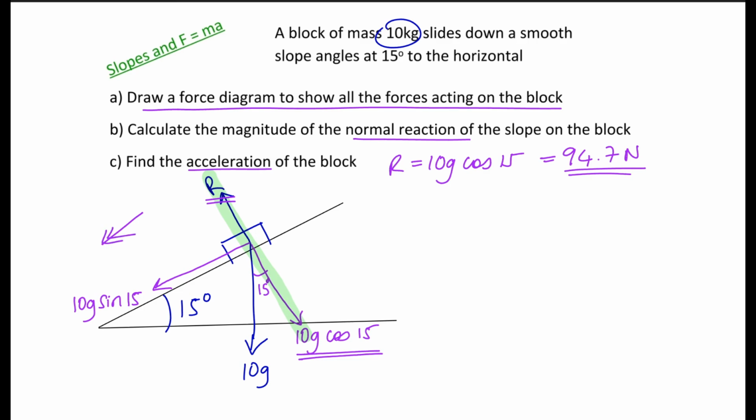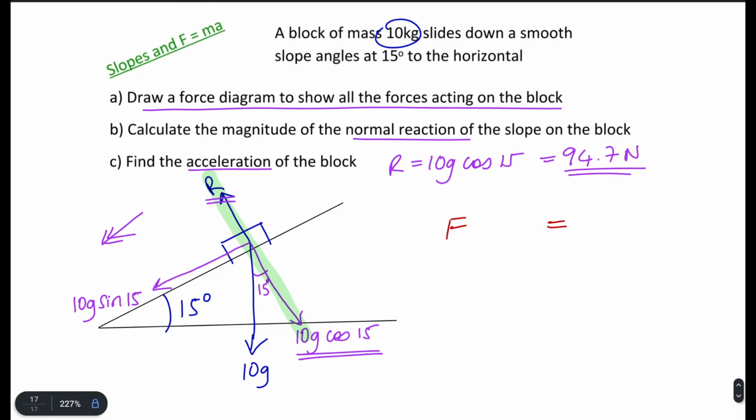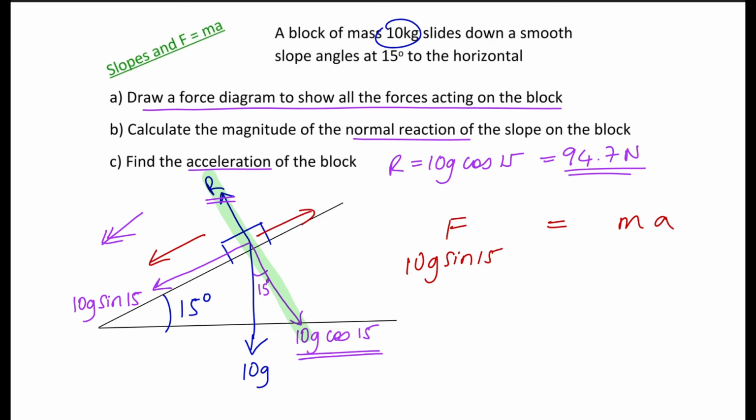And then we just can use F equals ma. So let's write the formula. Force equals mass times acceleration. Now the forces going down are 10g sine 15. Forces opposing motion are 0 because there's no friction, so you don't have to worry about that. Normally you'd subtract any friction, so we don't have that here, so we leave that. Is equal to mass. Don't confuse mass and weight. Mass is 10, and then acceleration is just a.